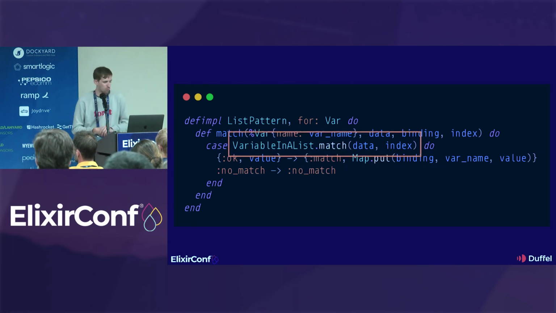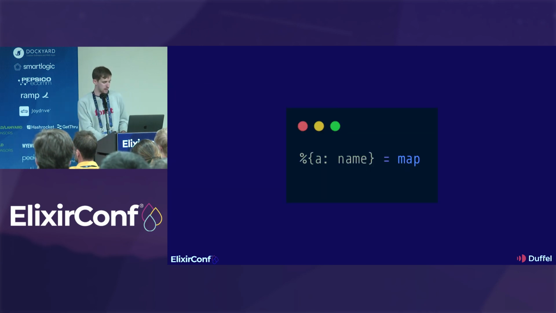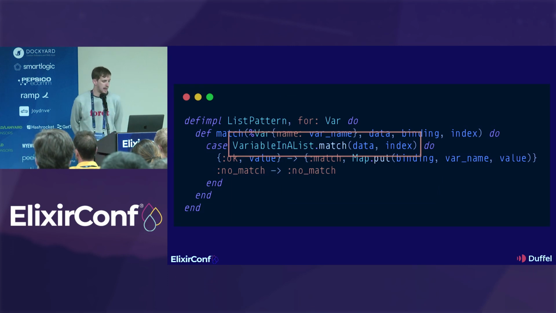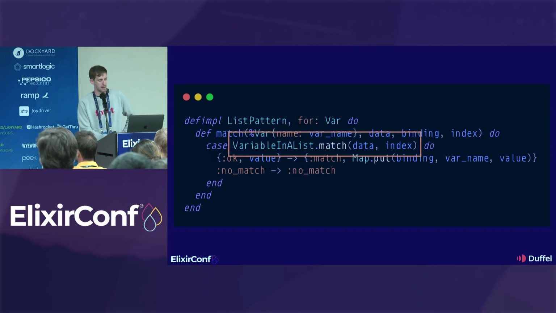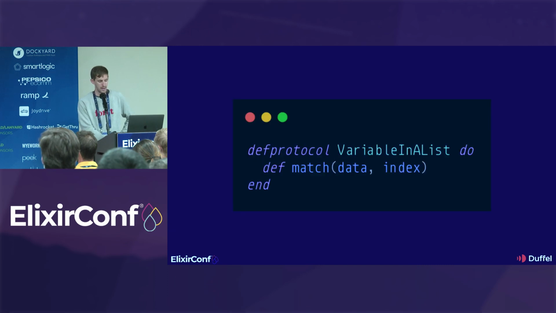Okay, so why variable in a list, and what does that really mean? I guess to think about why it's called variable in a list, it's because by the time we get here, that's what we know we are. It's a bit strange, but I'm just going to skip that bit for now. But here's that protocol that gives us a way to define how a given bit of data should behave when you pattern match against it with a list which has a variable in it.